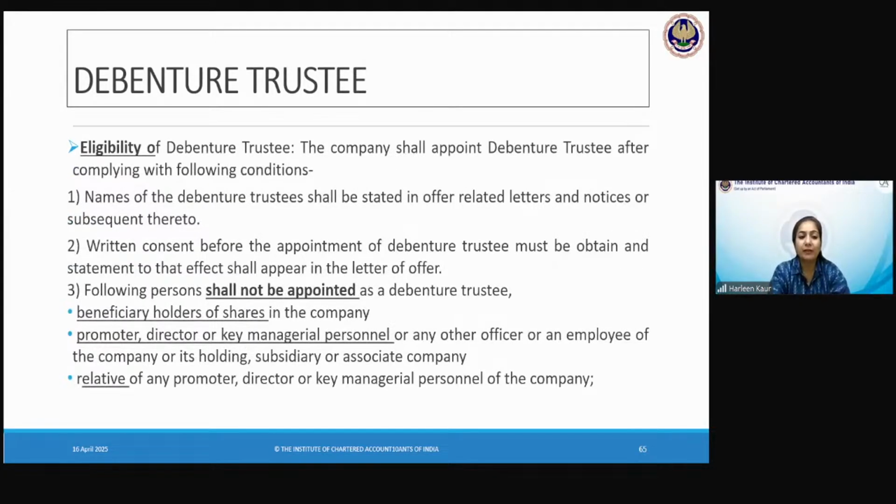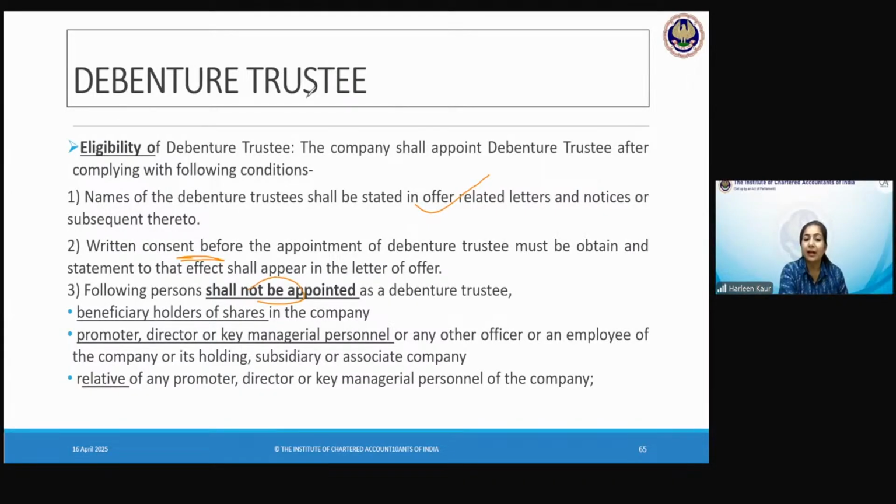And the last point that we wanted to complete over here is what is the eligibility of debenture trustee? Who can be appointed as the debenture trustee? The debenture trustee who will be appointed will be sent the offer letter. His written consent has to be taken that yes, I am ready to be appointed to work as a debenture trustee for your company. There are 6 to 7 categories of people who cannot be appointed as the debenture trustee.